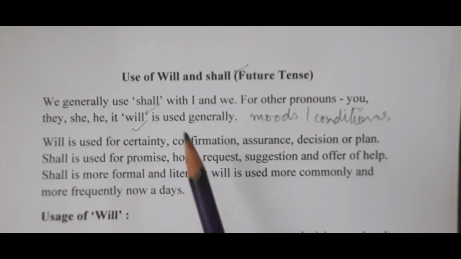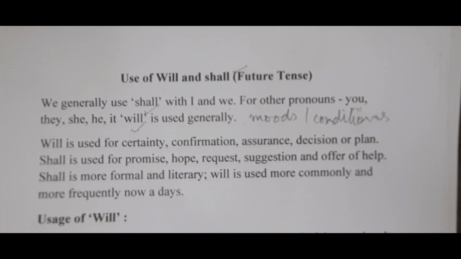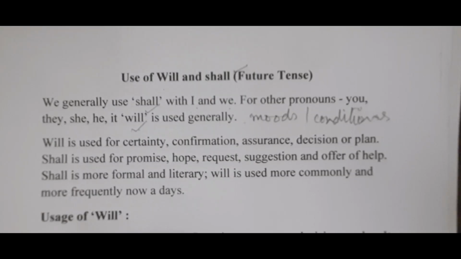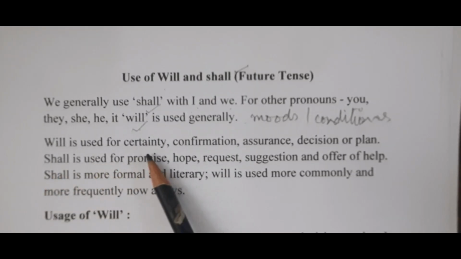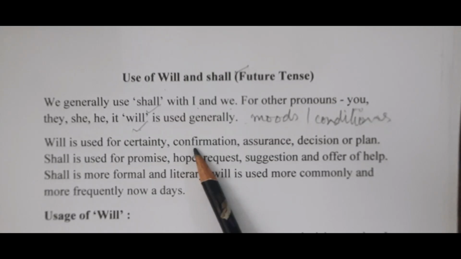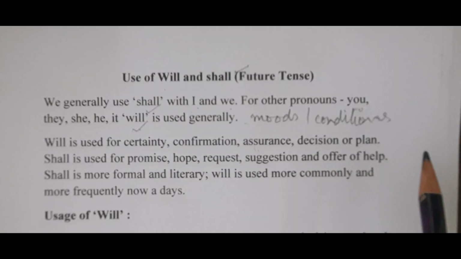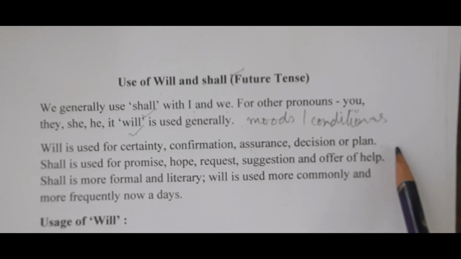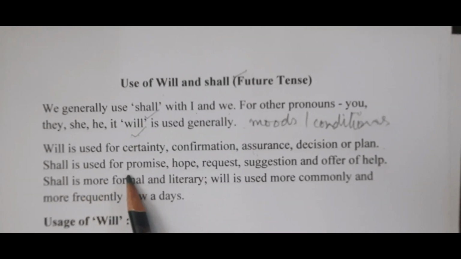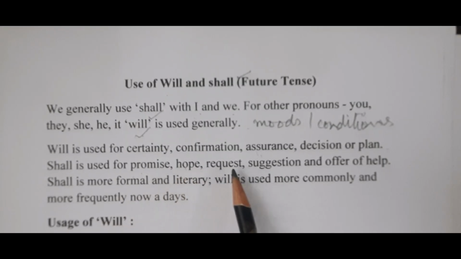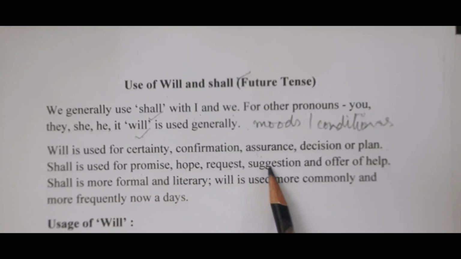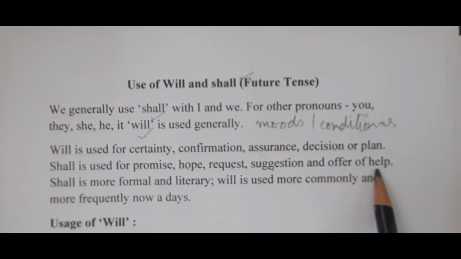I hope everybody knows that will and shall are modal auxiliaries and they are used for specific moods and situations. Will is used for certainty, when somebody is certain to do something or something is certain to happen, when we are confirmed to do something, when we are assured to do something, when we have decided or planned to do something. In such conditions or situations we use will. And shall is used when we make a promise, when we hope to do something, when we request somebody to do something, suggest, or when we offer our help to someone.